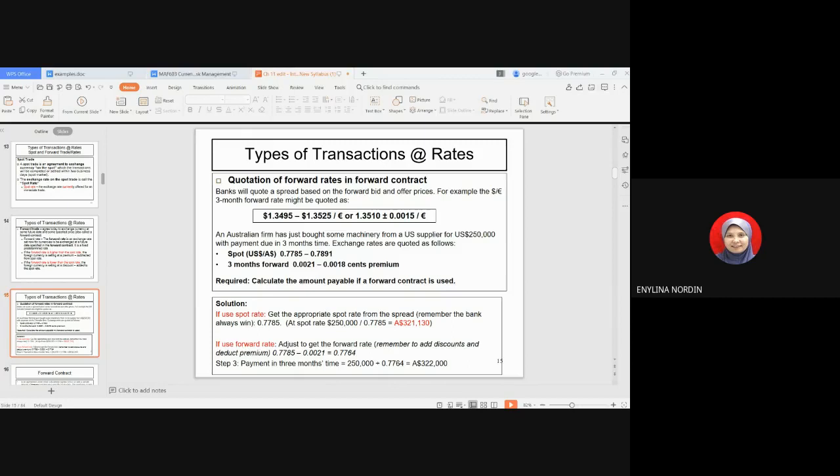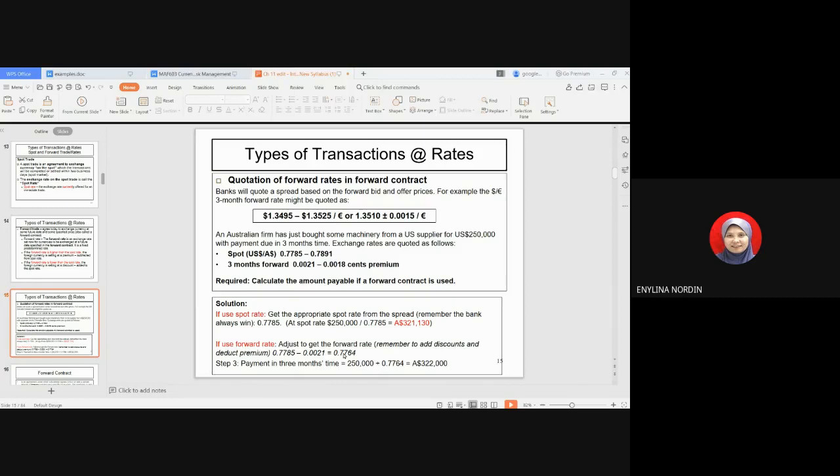So the company will bring Aussie dollars to the bank to buy the US dollar, because they want to pay in US dollars to the US supplier. So the Aussie company will buy US dollars and the bank will sell the dollars to the Aussie firm. The Aussie firm will get the dollars and pay for that machinery. So what rate will the bank use here? We have two rates, higher and lower. The bank will sell the US dollar, so sell at what rate?